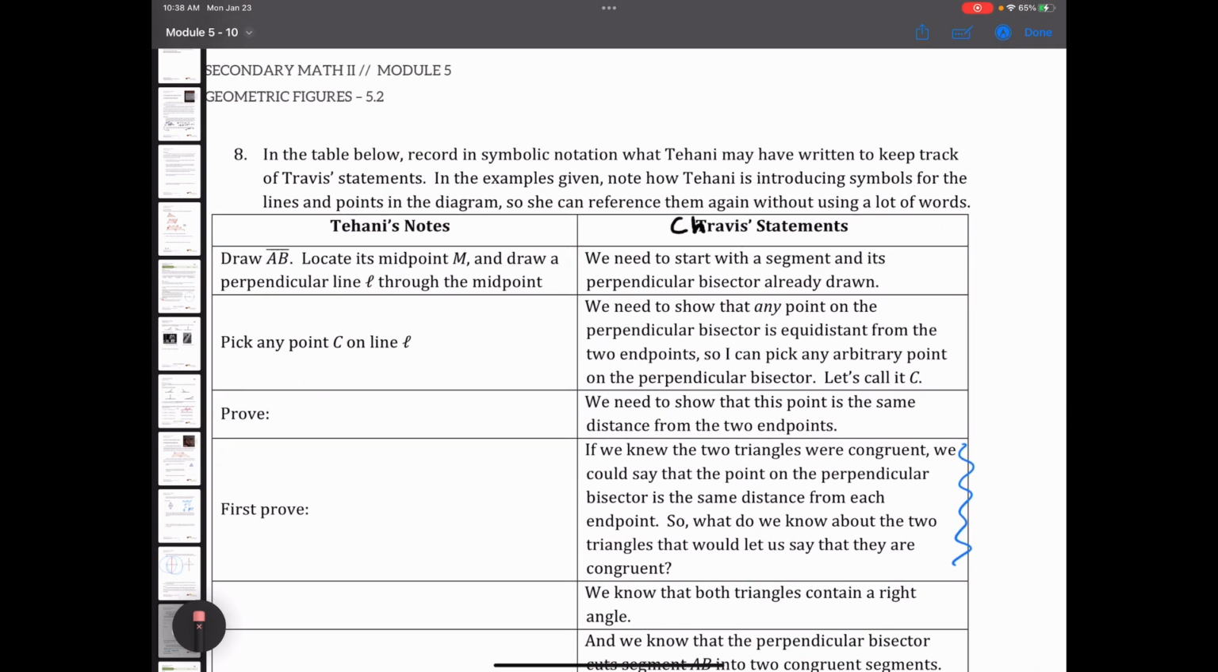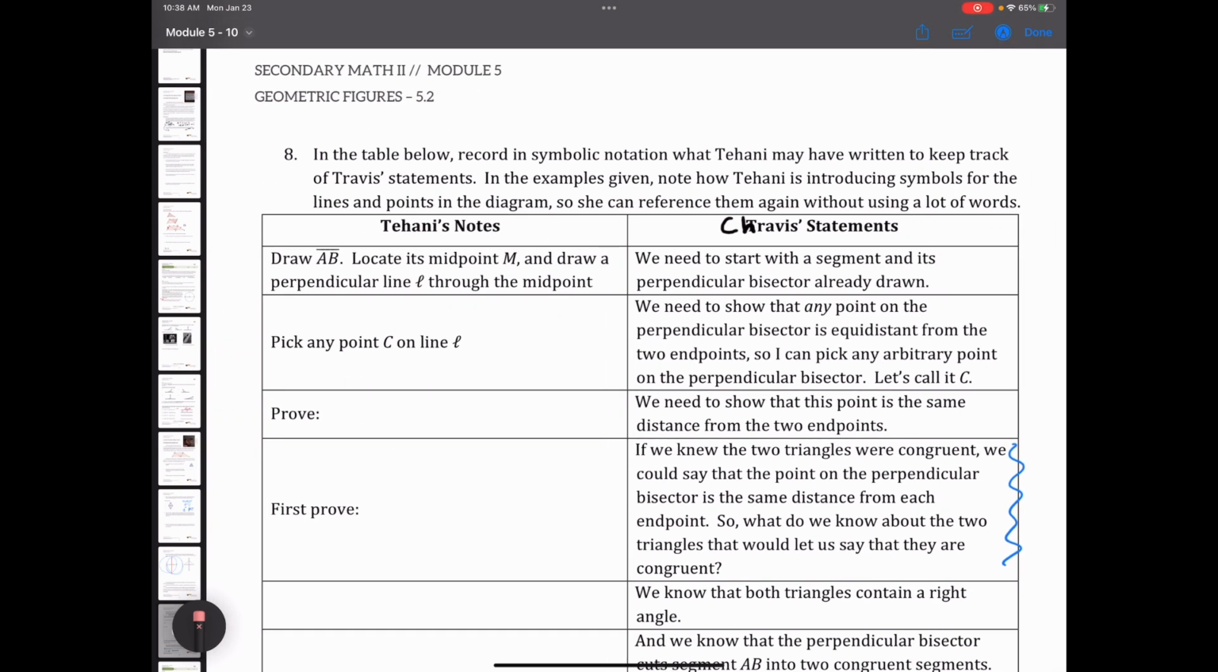So in this table, we're going to copy basically Travis's notes like Tahani's doing, but putting them into notational form where possible. Okay, so you can see that the first one of Travis's statements, he says, we need to start with the segment and its perpendicular bisector already drawn. So Tahani says, draw segment AB, locate its midpoint M, and draw a perpendicular line L through the midpoint.